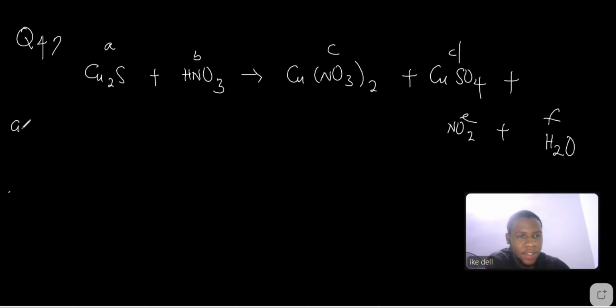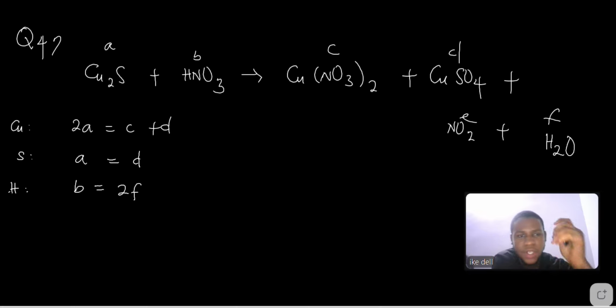So let's compare copper, shall we? Comparing copper, we can say that 2A is equal to C plus D. Let's compare sulfur. Doing that, we can say A is equal to D. Let's compare the next one, hydrogen. We can say B is equal to F. I hope this is not strange.